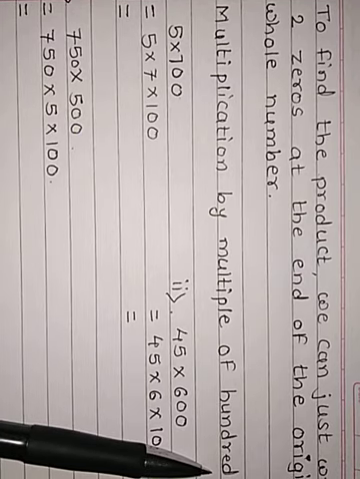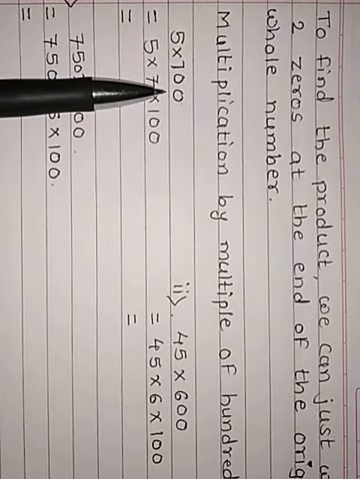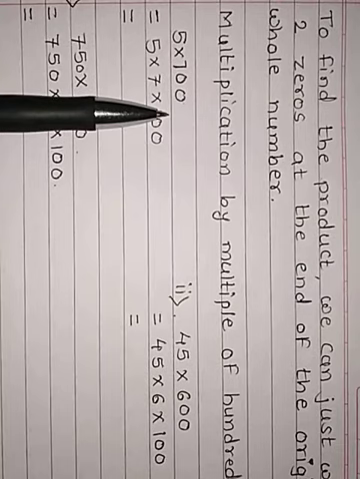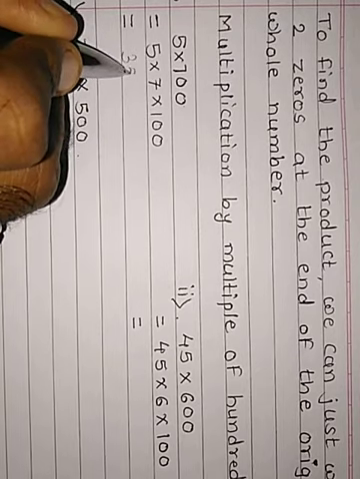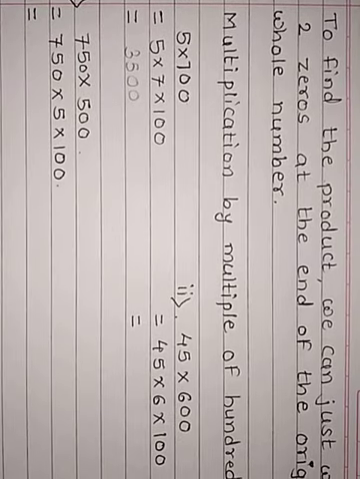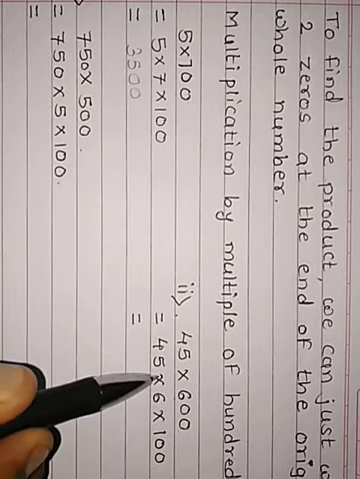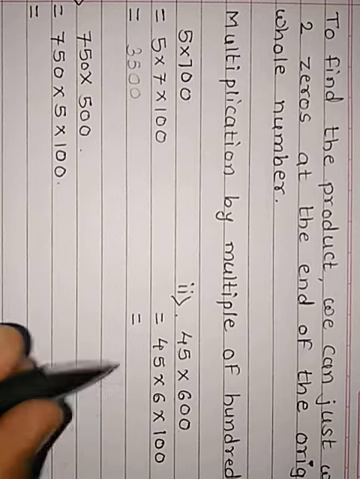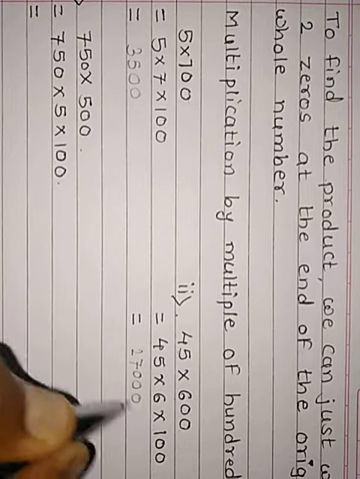Multiples of 100. First example, 5 into 700. How can we write this? It will be 5 into 7 into 100. So 5 into 7, how much is it? 5 sevens are 35, and afterwards we write 2 zeros. Next one, 45 into 600. It will be 45 into 6 into 100. When we multiply 45 into 6, we get the answer 270. And afterwards we write 2 zeros.